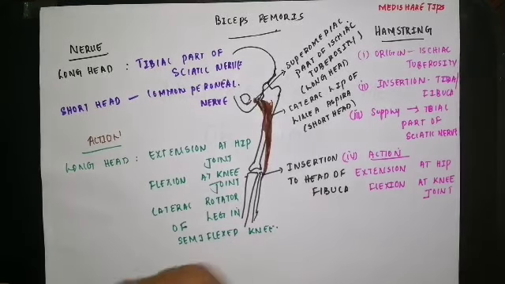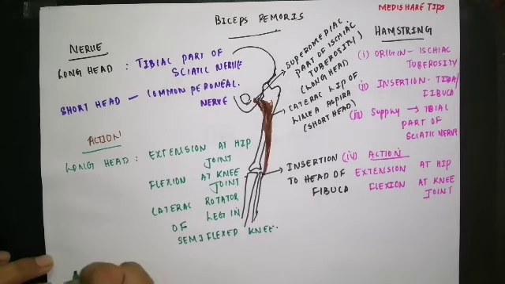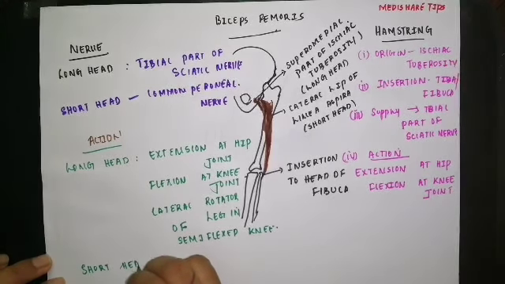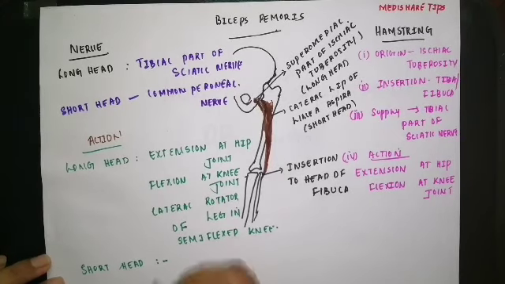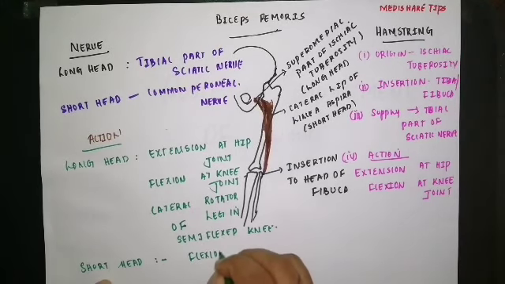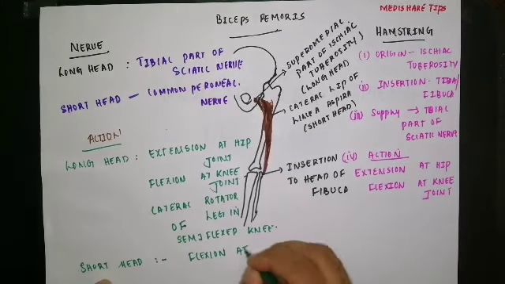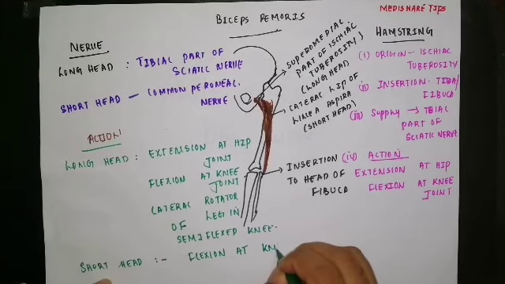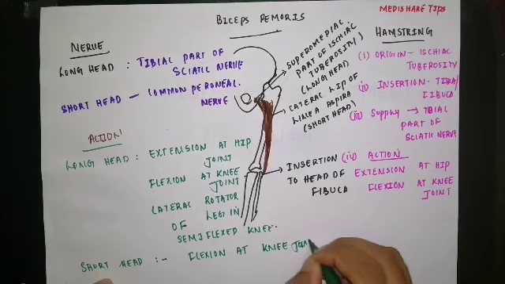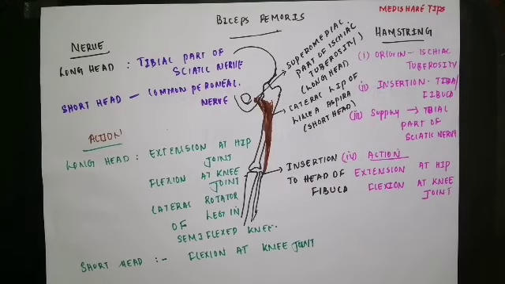And what is the action of the short head? The action of the short head is only flexion at knee joint. So it doesn't cause extension at the hip joint. It is only a flexor at knee joint.